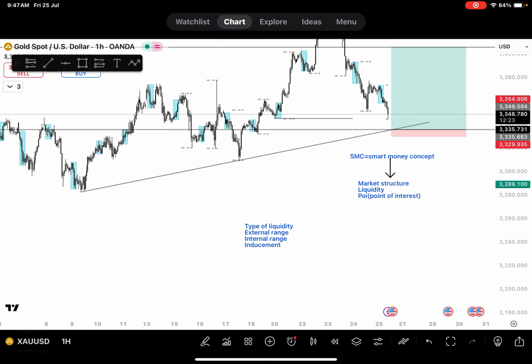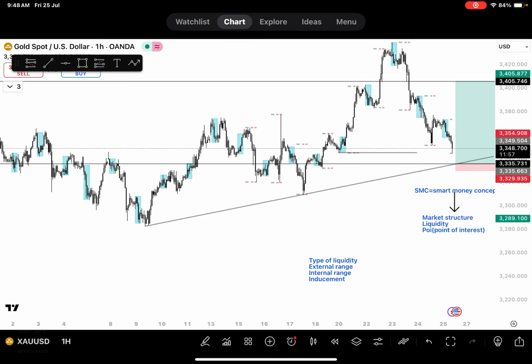The external range liquidity is mostly seen on what? The higher time frames. You understand? It's basically seen on the higher time frame, because if you look at the higher time frame, maybe a higher high or a higher low, and you go down to a lower time frame, you are going to see multiple highs and multiple lows within that very small zone that you have actually seen on the higher time frame.